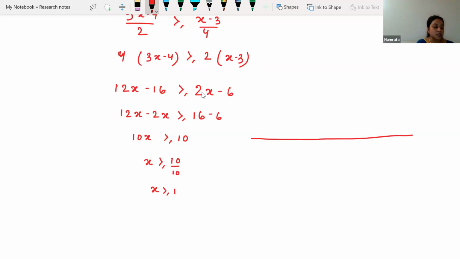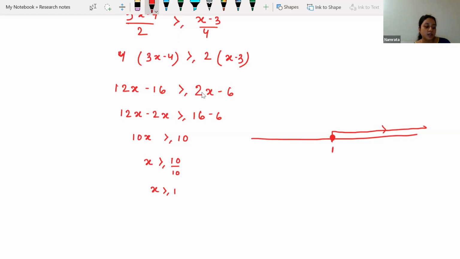How will we represent it on the real line? So 1 is there and greater, that means it will go on the right side like this. Open circle or closed circle? A closed circle, a solid circle. Why? Because x is touching 1. Getting it? Yes, ma'am.